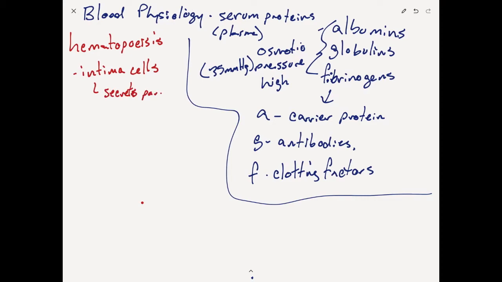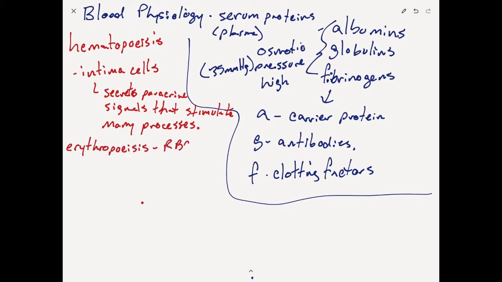paracrine signals that stimulate multiple processes. And these are erythropoiesis, formation of red blood cells. This is stimulated by a molecule called erythropoietin, named kind of logically.